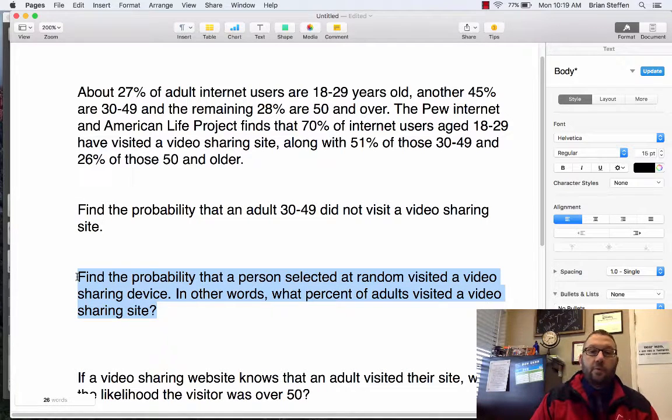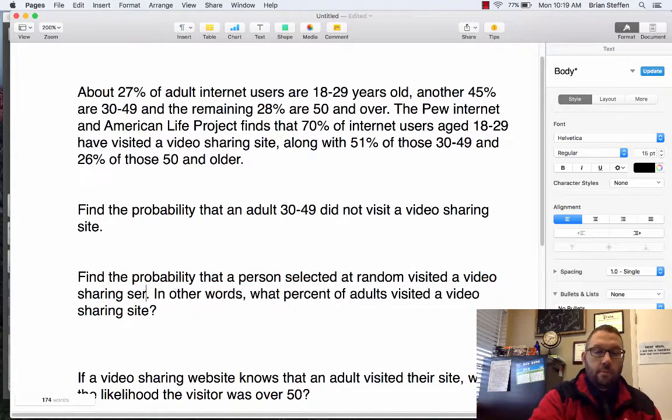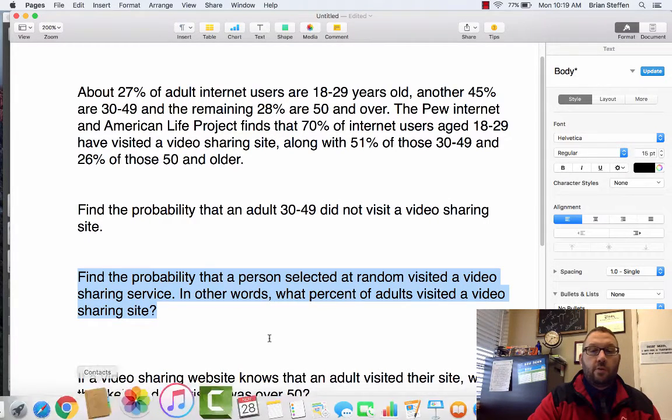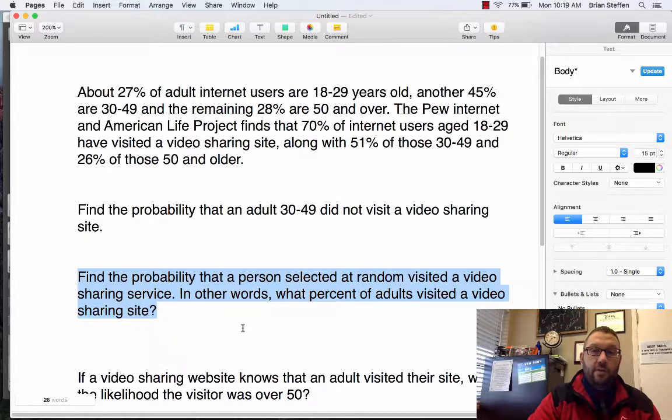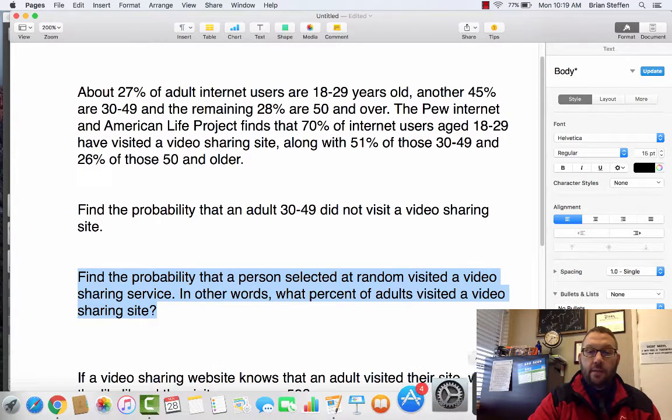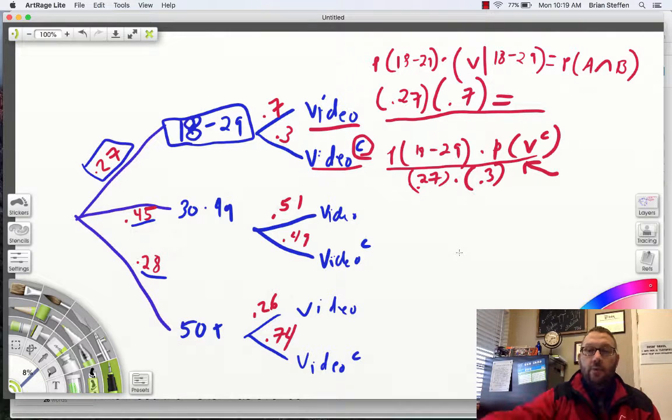Find the probability that a person selected at random visited a video sharing device. That should say service. All right, so find the probability that a person selected at random visited a video sharing service. In other words, what percent of adults visited a video sharing site? So to do that, I'll choose a third color, and yes, it's going to get sloppy because that's what I do.